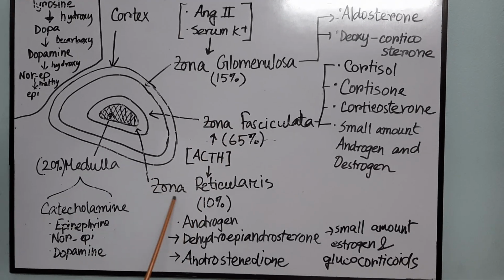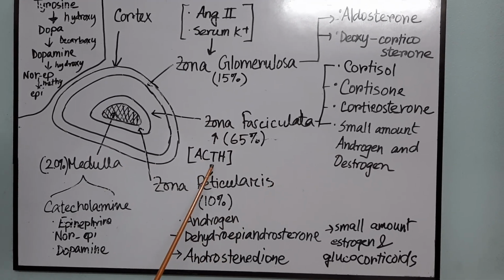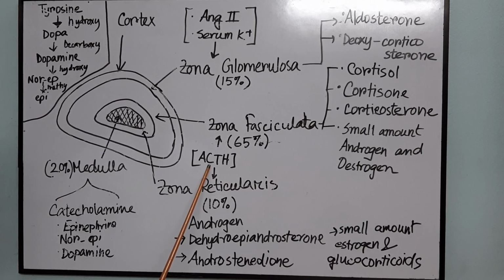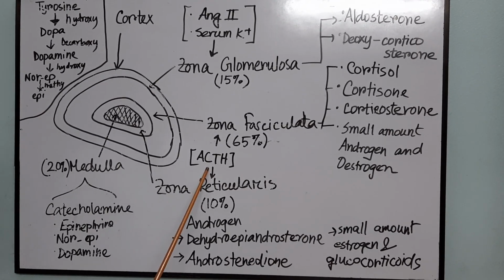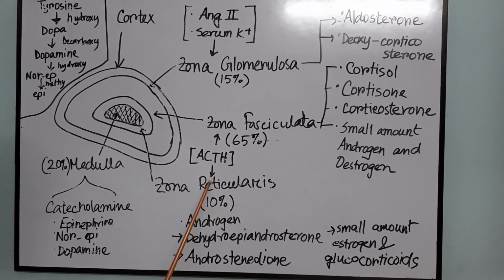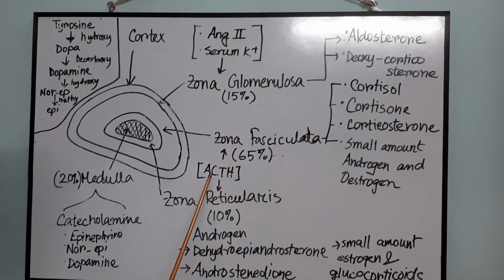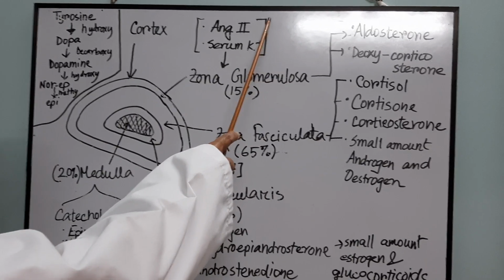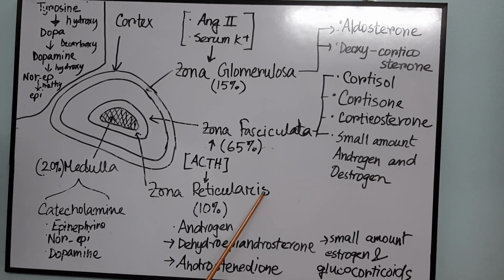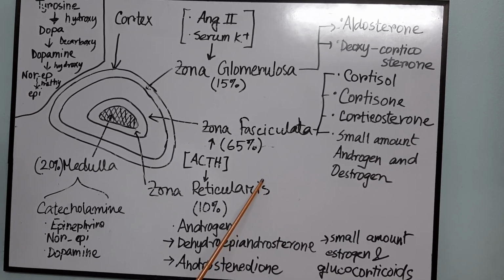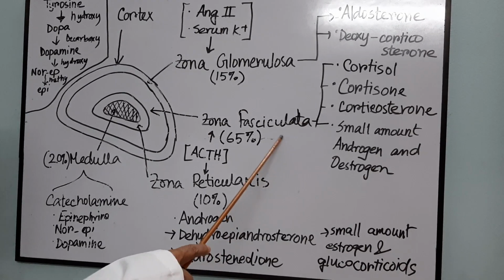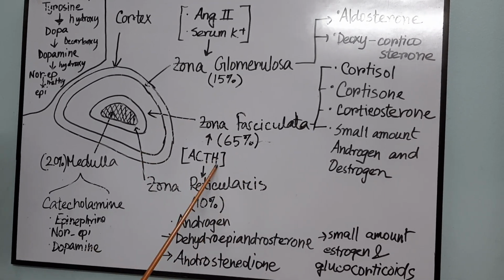And these two layers' secretion is controlled by the hypothalamo-hypophyseal axis via ACTH. Therefore, functionally two layers: the zona glomerulosa is one layer, and the zona fasciculata and reticularis is another layer. Suppose the pituitary gland is damaged, then these two layers will be atrophied. It indicates that these two layers' secretion is controlled by ACTH.